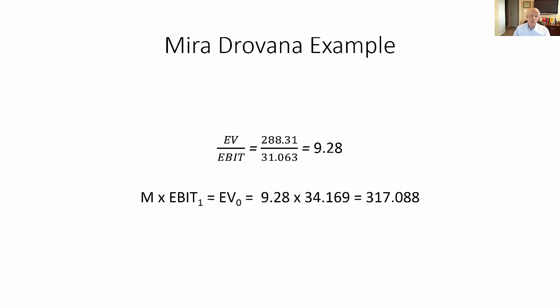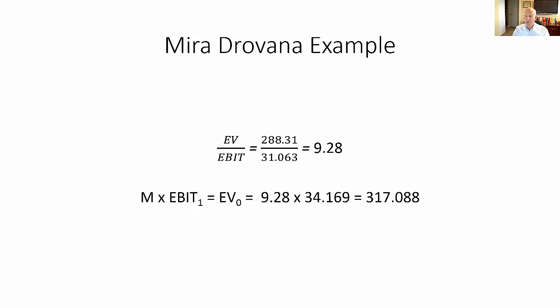Now, I'll put some numbers to this that we have from the Mira-Dravana example, and you have that spreadsheet, of course. When we observe the base year, we see that the EBIT multiple is equal to 9.28, given a 288.31 enterprise value and a 31.063 EBIT, so giving us a 9.28 multiple. Well, what does that mean?